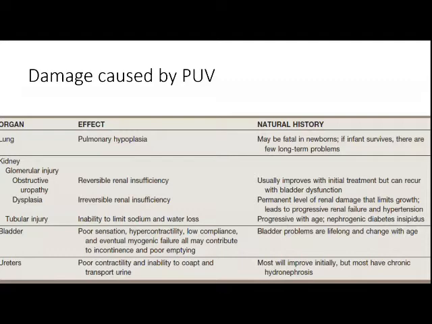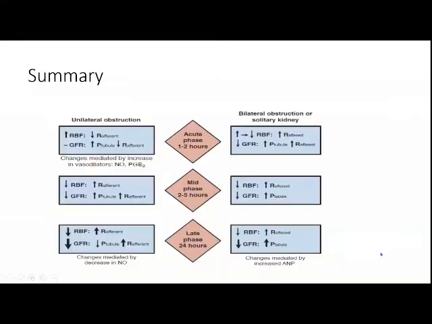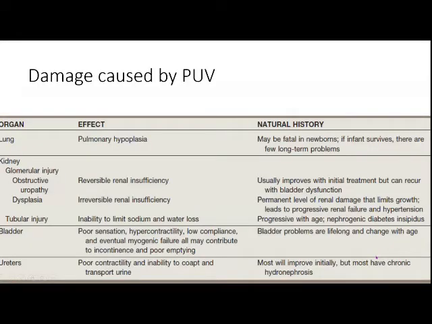What happens in the ureter is there will be poor contractility because gross dilatation of the ureter occurs bilaterally, contractility is reduced, and there is inability to cope and transport urine. Most will improve initially, but because of the chronic hydronephrosis, the muscles are extended and there will be poor contractility.